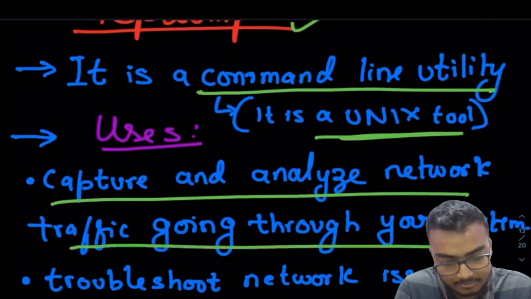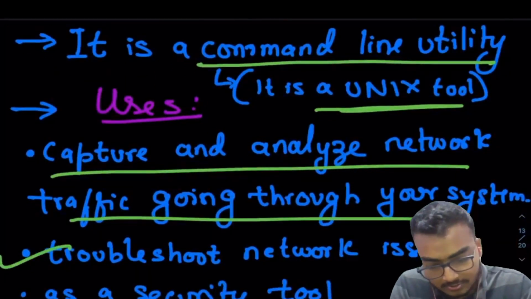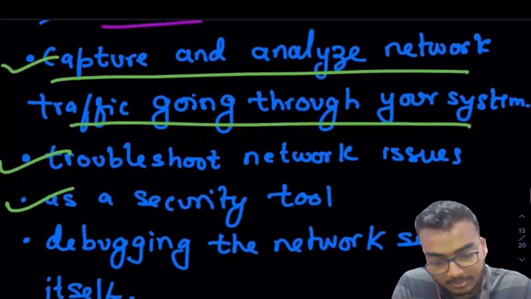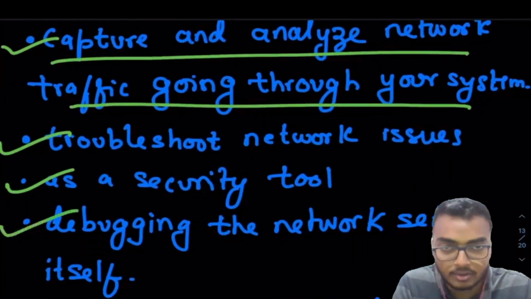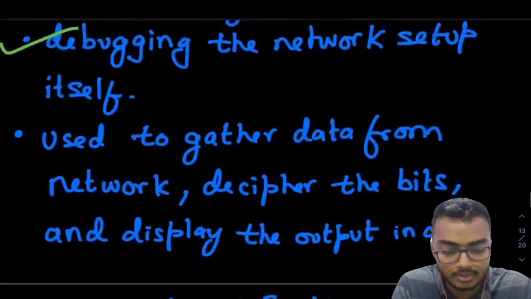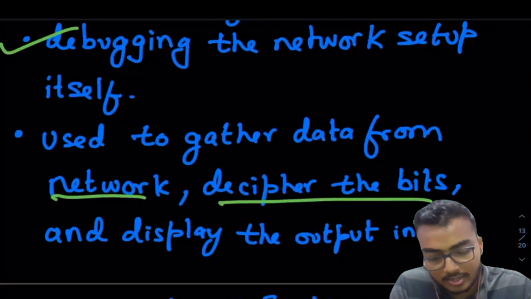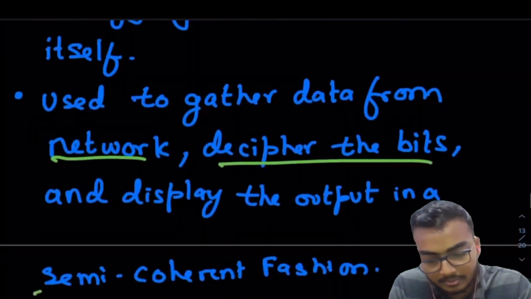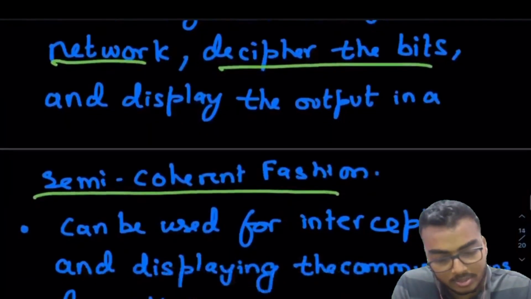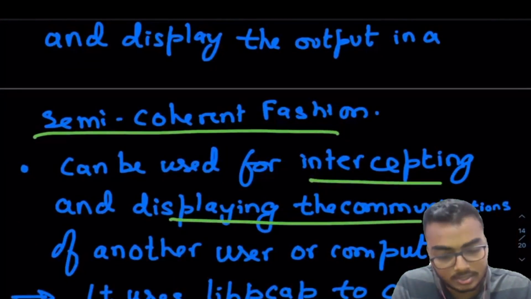Okay. The uses of this tool are basically that it is used to capture and analyze network traffic going through your system. It is used to troubleshoot network issues. It is used as a security tool and it is used for debugging the setup of the network itself. It is also used to gather data from the network, decipher the bits, and display the output in a semi-coherent fashion. So these are the various uses of tcpdump. It can also be used for intercepting and displaying the communications of another user or computer.